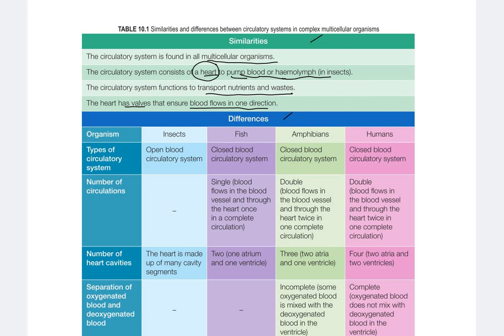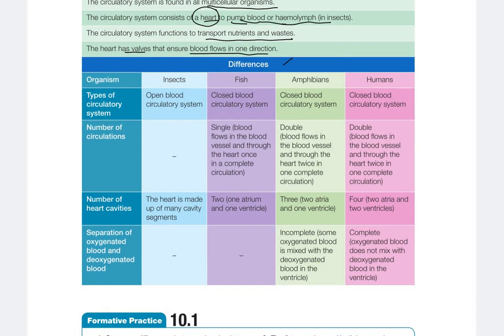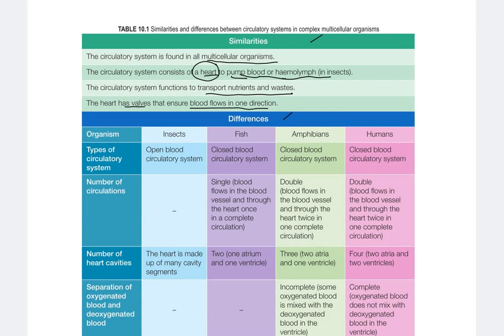Next we have the organisms: insects, fish, amphibians, and humans. So these are the differences. In the exam, please refer to the textbook whenever you want to write about the differences. I suggest you write the differences in a table, and make sure to write the title, similarities or differences.